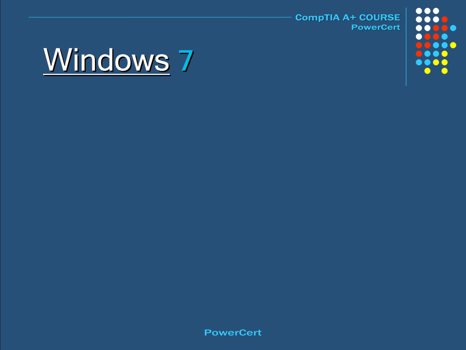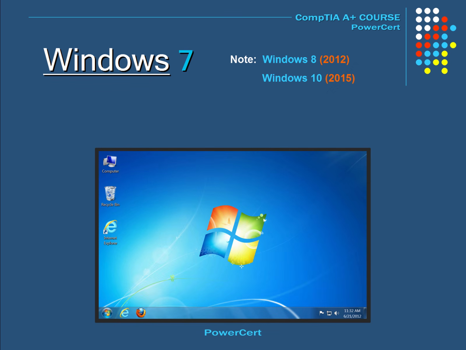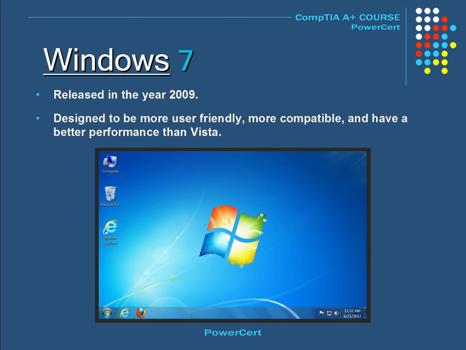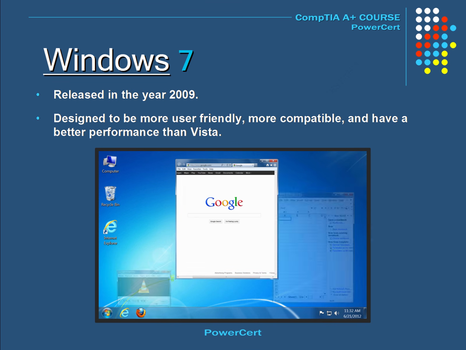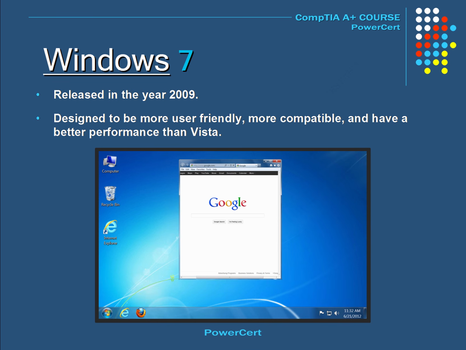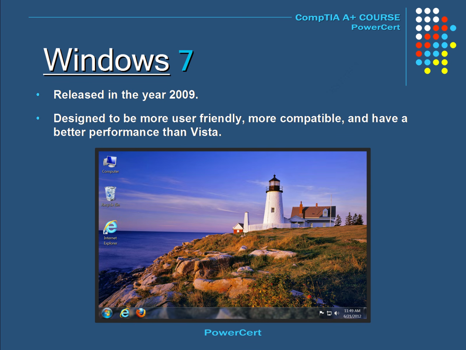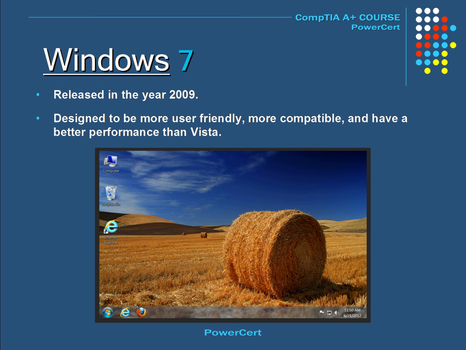The latest operating system from Microsoft as of 2011 is Windows 7. Windows 7 was released in 2009, and it was designed to be more user-friendly, more compatible, and have better performance than Windows Vista. It featured a new transparent taskbar with larger icons to accommodate touch screen input. It also had a feature called Aero Shake, which allows you to minimize all other windows by shaking the one you want to focus on. It also features a desktop slideshow that automatically changes the desktop background in a user-defined amount of time.